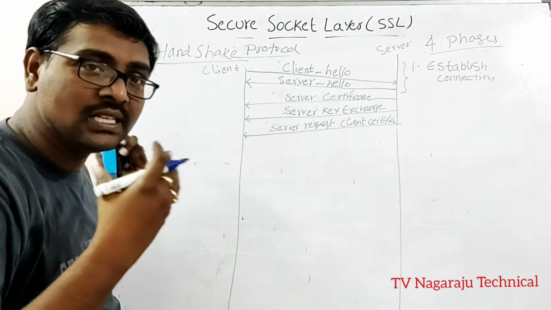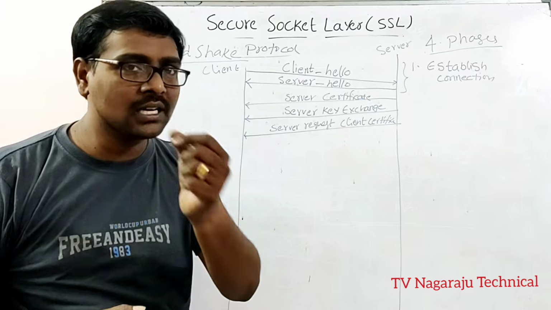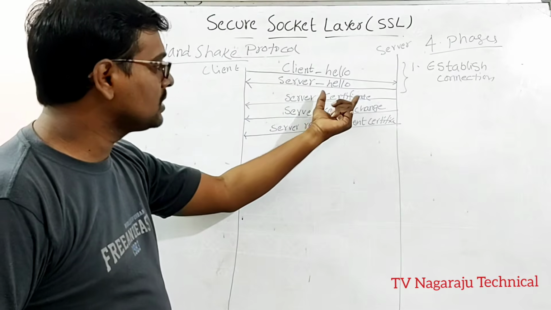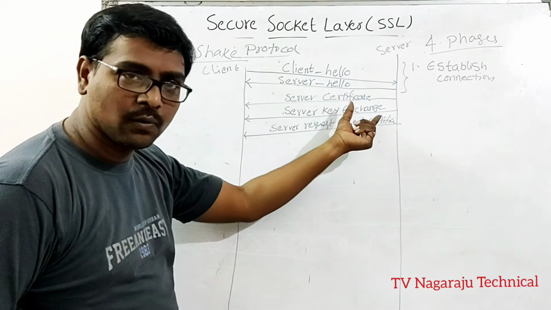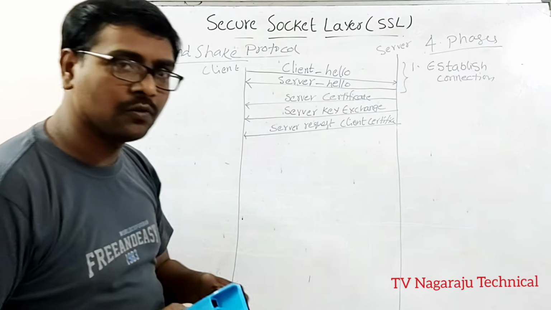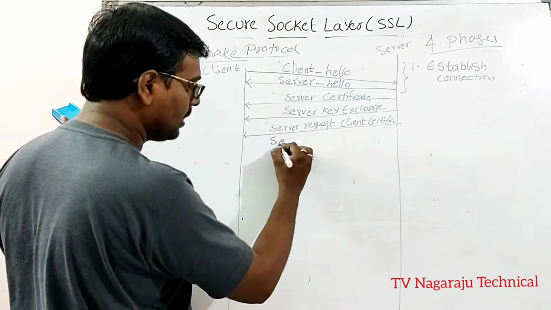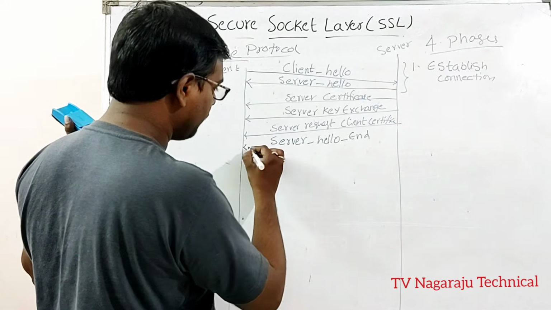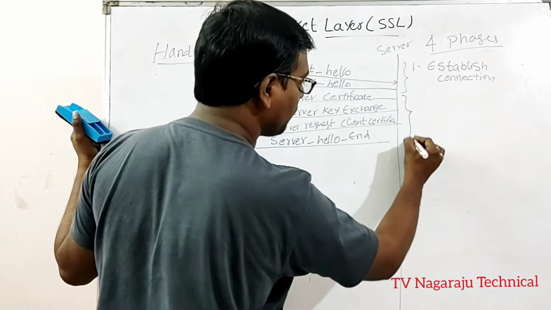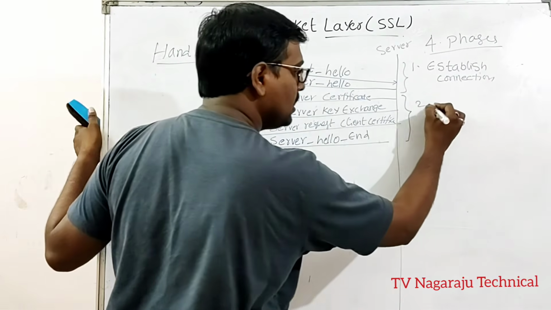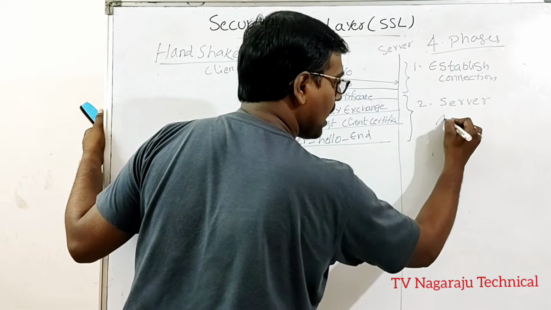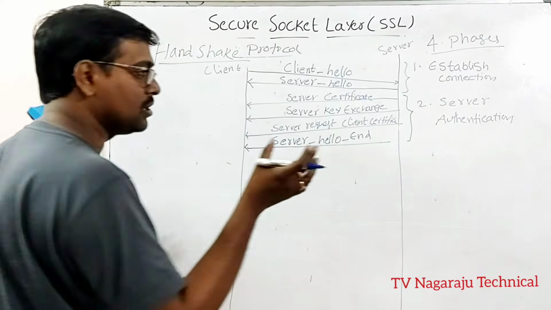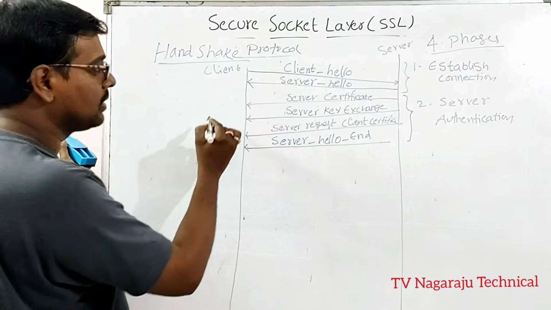Okay, the server sends its own certificate. What is meant by certificate? Anyway, by the end I will explain the concept of certificate. The server sends its own certificate, sends a key exchange, requests the client certificate, and finally server hello end. By sending this statement, this is phase 2. Phase 2 is simply server authentication. Yes or no? The server sends all this information, that is called server authentication.